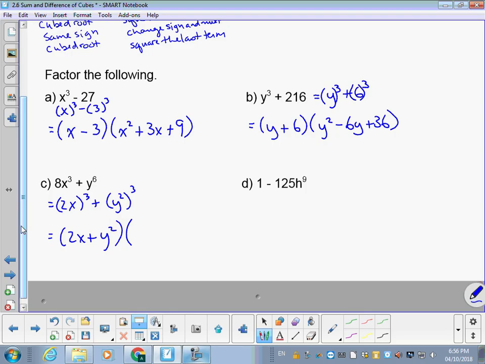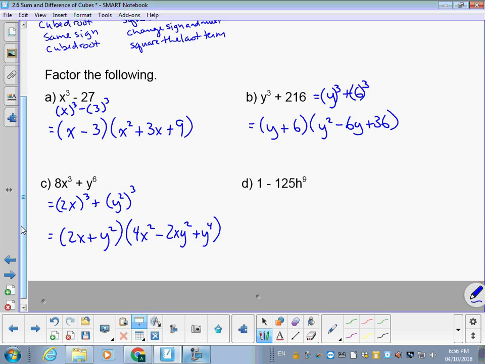Square the first term, and I mean square all of it. All of 2x gets squared, so it's 2x times 2x. Change the sign. Multiply the two things together. And square the last term. Y squared squared, y to the 4th. And notice it is a plus y to the 4th. We're squaring. Notice that all of these end with a positive because we're squaring that last term.